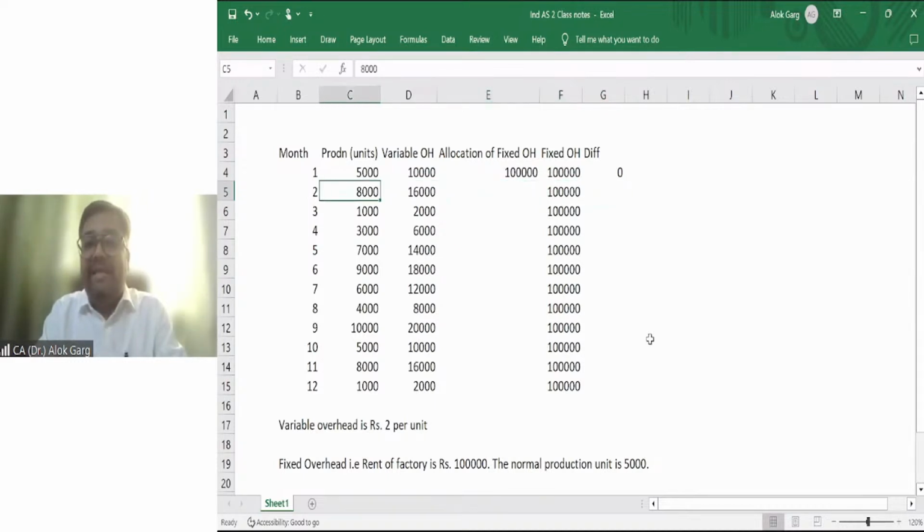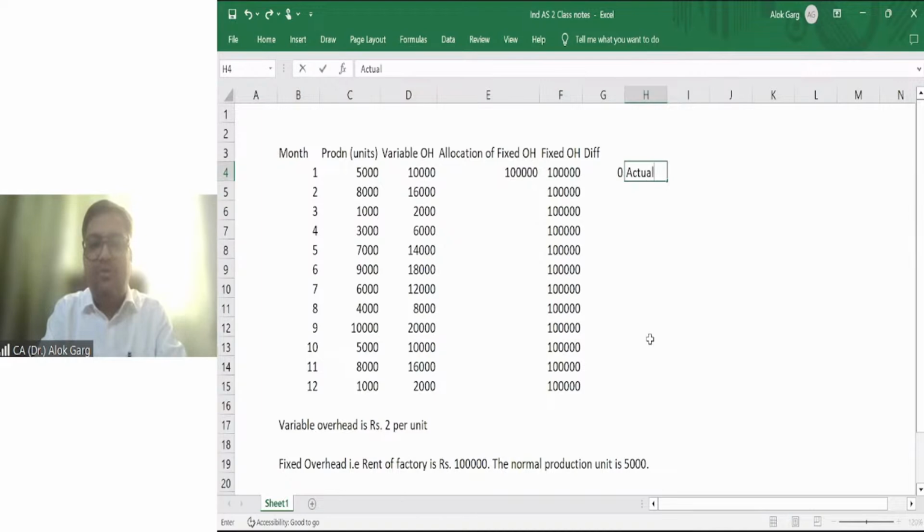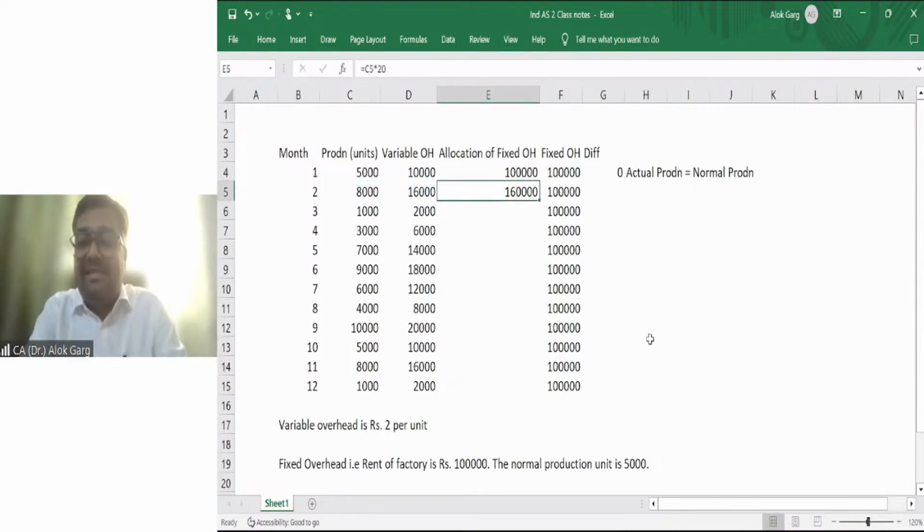Number 2. In case number 1, my actual output is equal to my normal output. Here production is equal to normal or budgeted production. If I apply this 20 rupees to 8,000 units, 8,000 multiplied by 20 is 1 lakh 60,000. Is there a difference? Yes. Can you apply 20 rupees per unit of output when your actual production is more than your normal production?